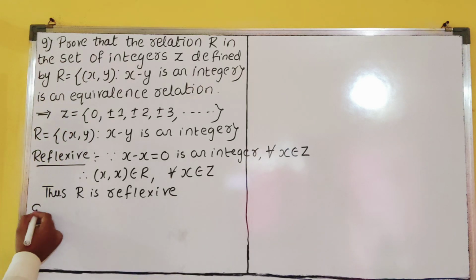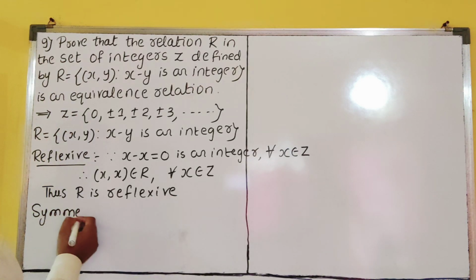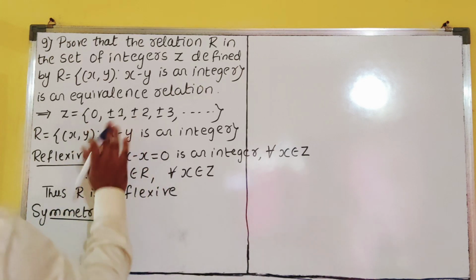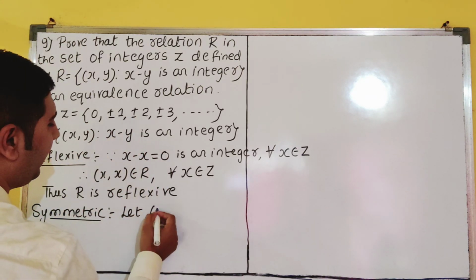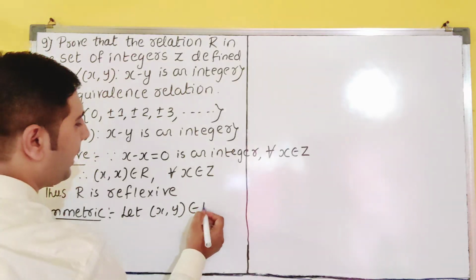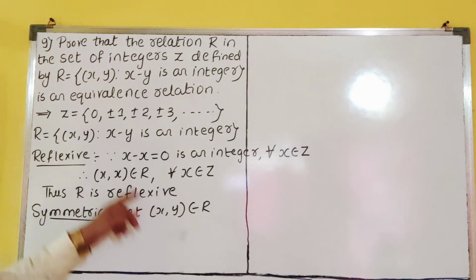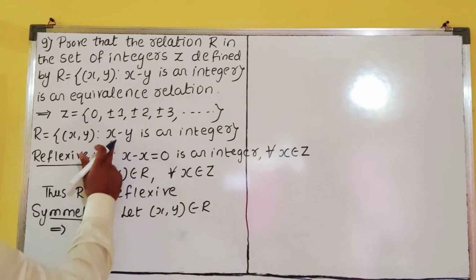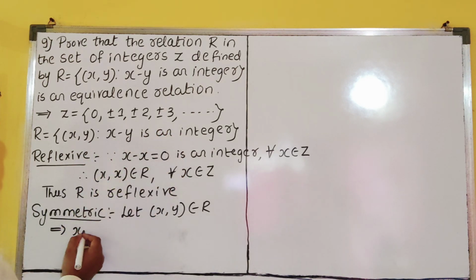Now symmetric. Symmetric is very easy. Any number you take from integers this time, it will work. Let (x, y) belong to R. How is R defined? That only you have to write. (x, y) implies x minus y is an integer.